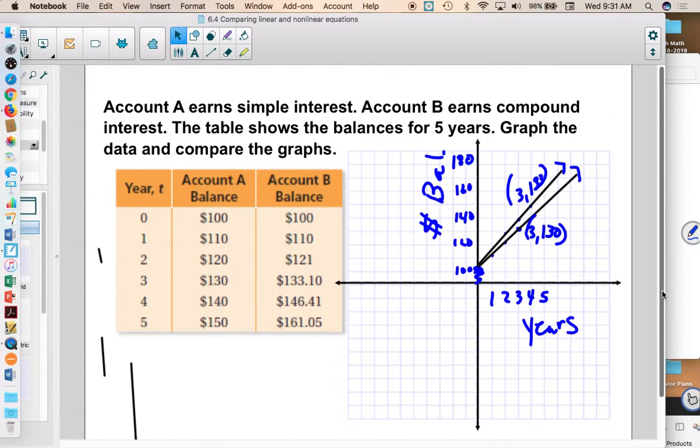Okay. The table shows the balances for 5 years. Graph the data and compare the graphs. What do you notice about A and B? What do you notice about the graphs? Compare the graphs.